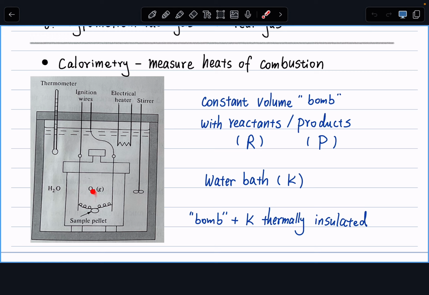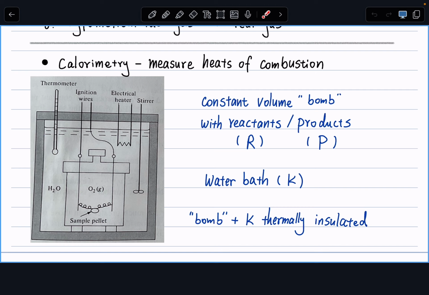And then surrounding the reaction chamber, we have a huge water bath. Now, in order to measure how the temperature changes, we obviously have a thermometer in it. We also have a stirrer in that water bath to make sure the temperature is uniform within the water bath. And then you also have an electrical heater so that we can manipulate which temperature I want this water bath to be.